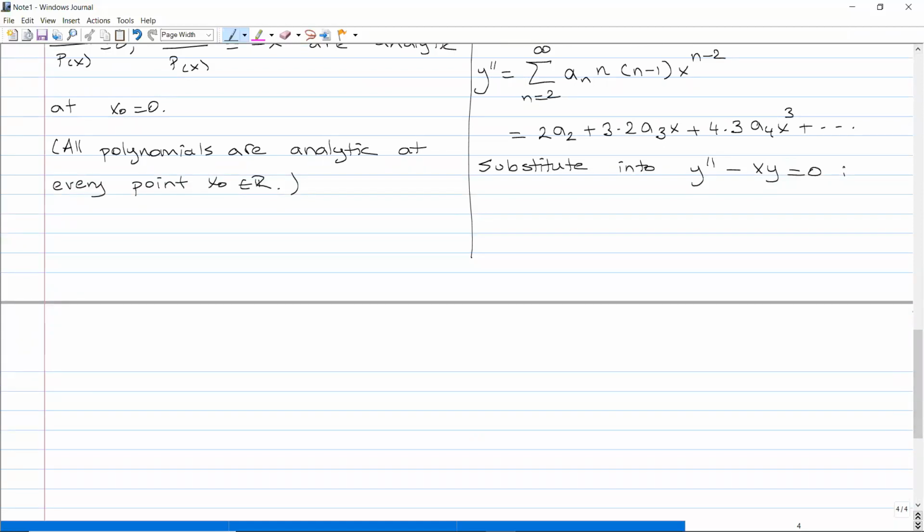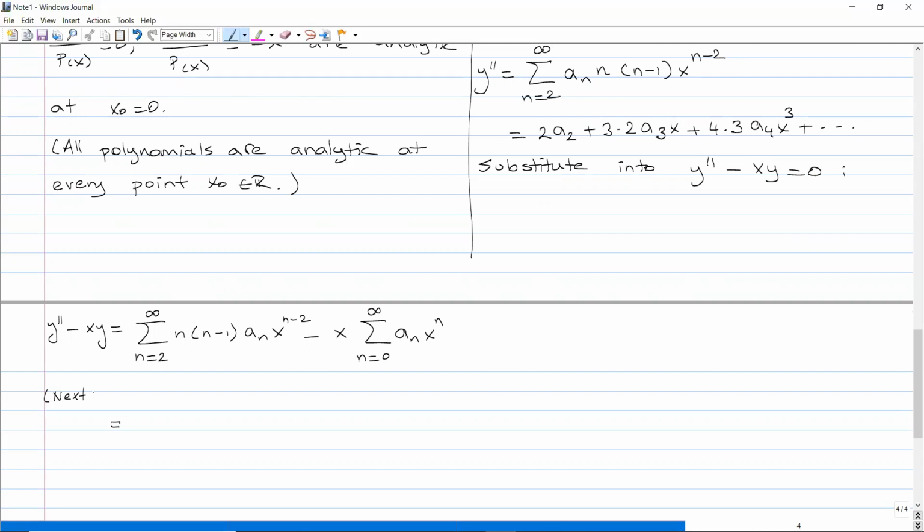So second derivative of y, let me take the left side of the equation first. The second derivative of y is the sum n from 2 to infinity, n times n minus 1 times a n x to the n minus 2, minus x times the function y. For the function y, we take this Taylor series expansion, n from 0 to infinity, a n x to the n.